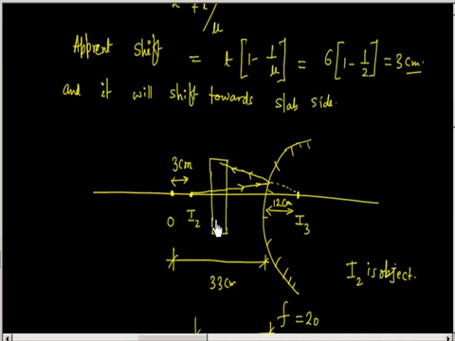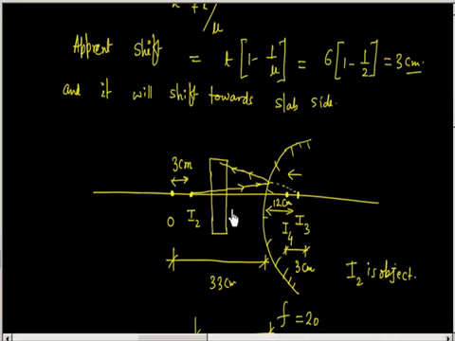And due to this, there is an apparent shift of 3 centimeter. Now this image is here and the apparent shift is towards the slab, so this will look something like this side. So this image is I3. Now a new image will be formed. This image will be I4, and now this shift will be basically 3 centimeter, because the apparent shift due to this slab is 3 centimeter.